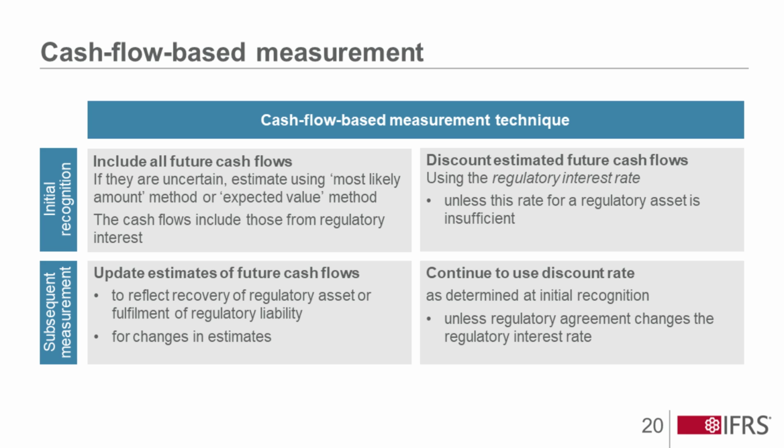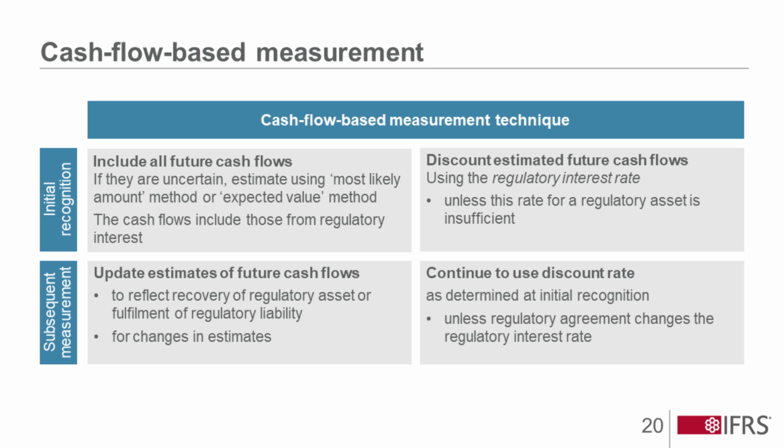In those cases, an entity would estimate future cash flows using either the most likely amount method or the expected value method, depending on which method the entity concludes would better predict those cash flows. Also, the exposure draft proposes an entity updates its estimates of future cash flows if changes occur.